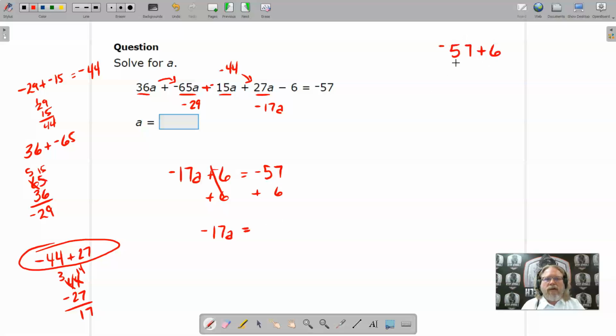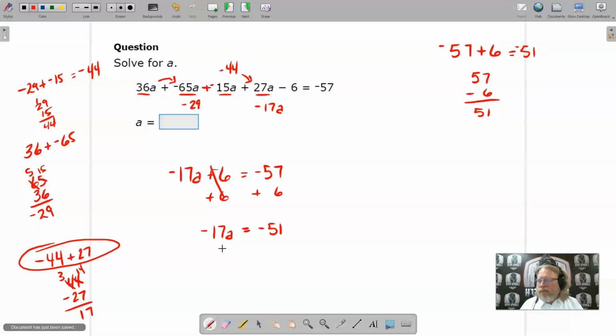So we're adding a negative and a positive number together. So we actually got to subtract those. So 57 minus 6, and that's going to equal 51, right? So is this a positive or negative 51? Well, hopefully you're saying it's negative because the negative 57 has a greater absolute value. So our answer is going to be negative, just like the negative 57. So we end up with negative 51.